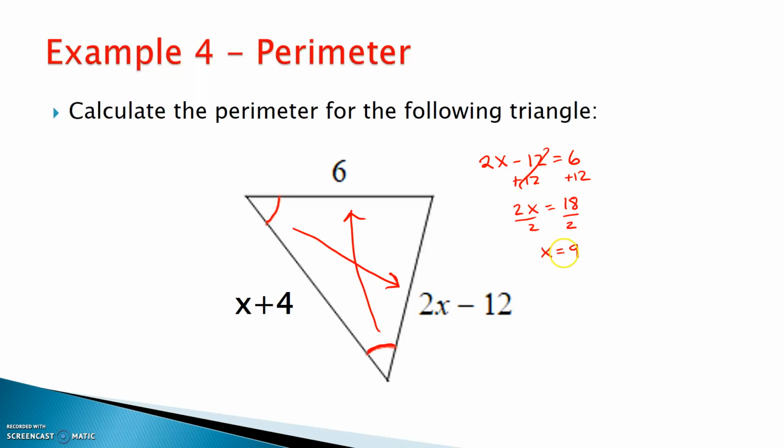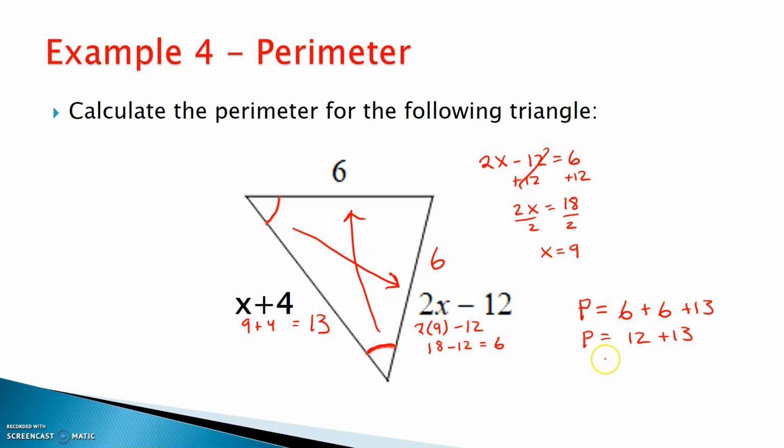Well, I have to go back and substitute this in. So this is going to be 2 times 9 minus 12. Well, that's 18. 18 minus 12 is equal to 6. Hey, that actually makes sense. Check that out. This is 6. What is this going to be? Let me plug in 9 over here. 9 plus 4 is equal to 13. Now, perimeter says I have to add up all sides. So I have to add up 6 plus the 6 plus the 13. Well, 6 plus 6 is 12. 12 plus 13 is going to give me 25.